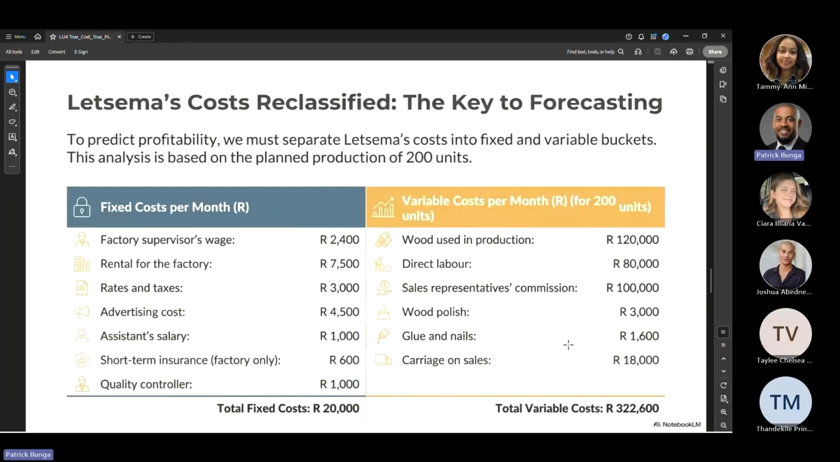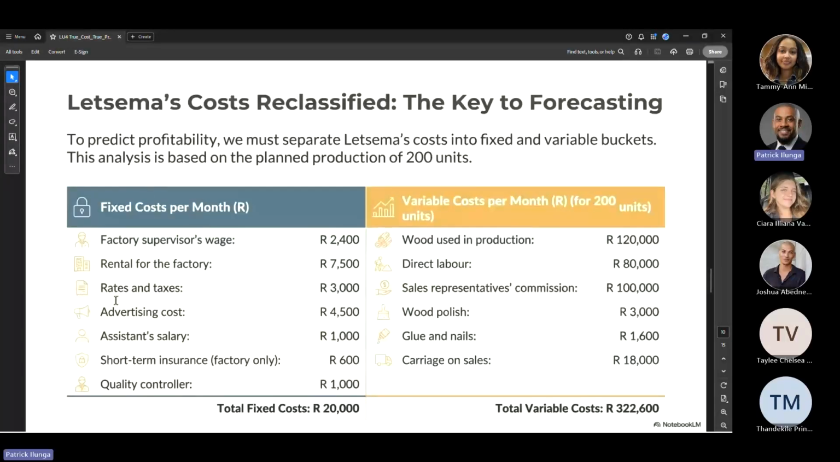Is that making sense? Carriage on sales. Do we pay more for delivering more product? Yes, we pay more for delivering more product. Do we buy more glue or nails? Yes, we buy more glue if we want to produce more. We buy less glue if we want to produce less. Does that make sense? But that will not be the case when it comes to fixed cost.